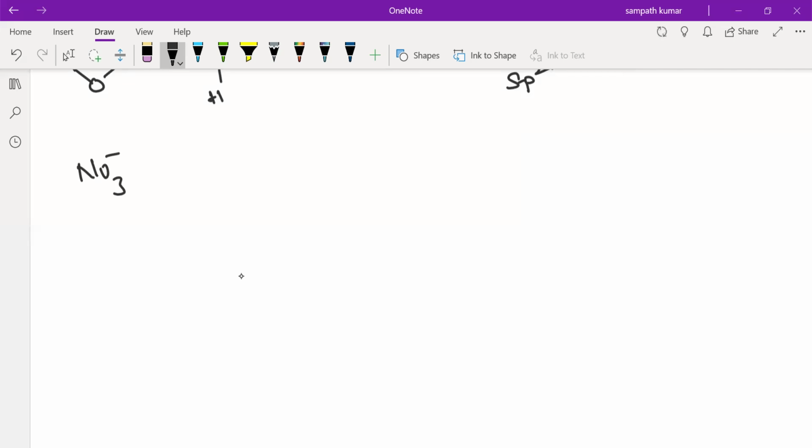NO3-. Also tell me what the geometry and structure are. Identify which structure it has and tell me, let's see.